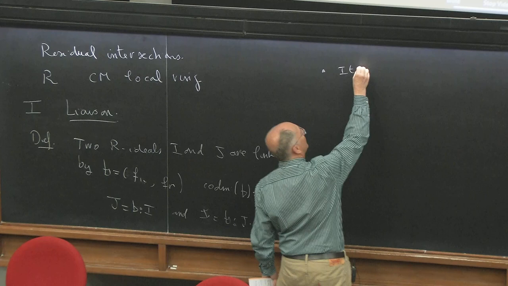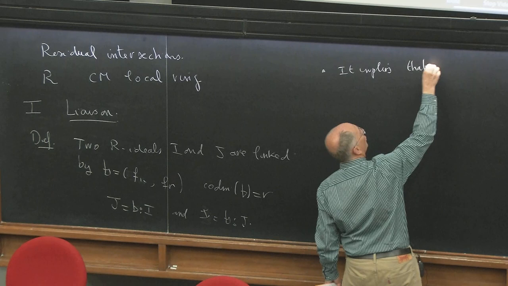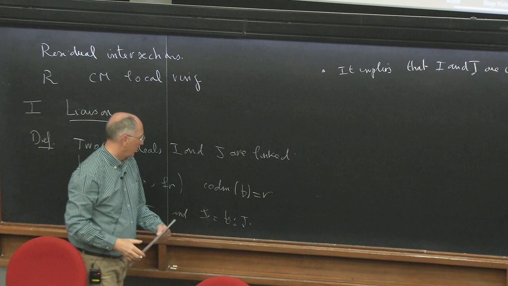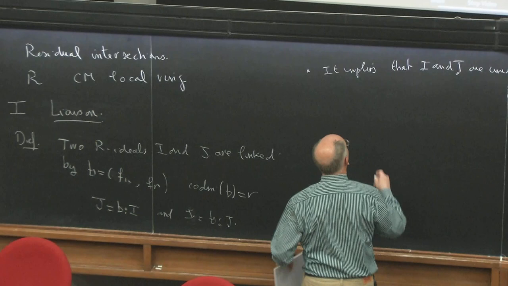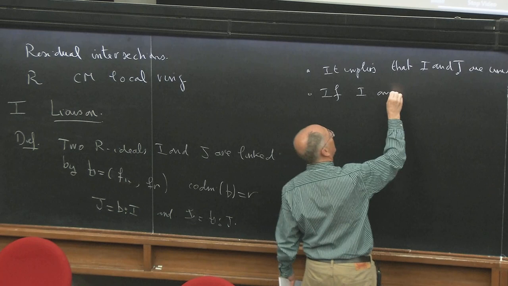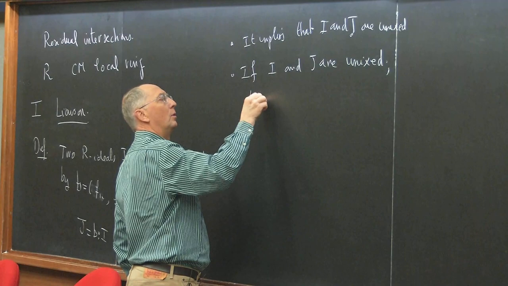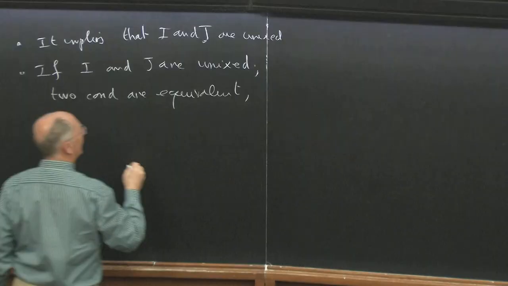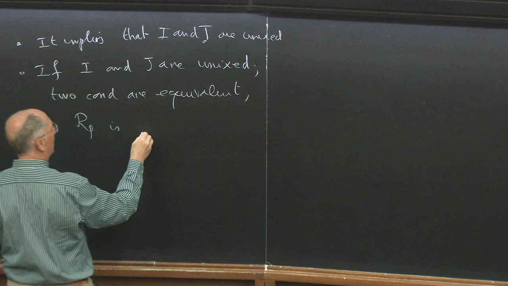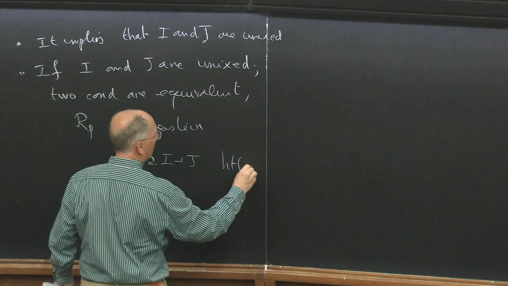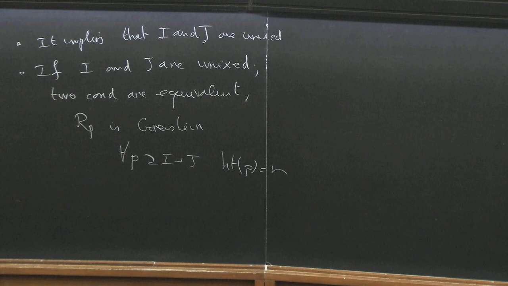This implies, as Bernd mentioned, that both I and J are unmixed. So they both have only associated primes of height r. On the other hand, if I and J are supposed to be unmixed, these two conditions are equivalent, provided that R localized at P is Gorenstein for all P that contain I plus J and have height equal to r. So in particular, it's Gorenstein in codimension r, but also if the height of I plus J is bigger than r.